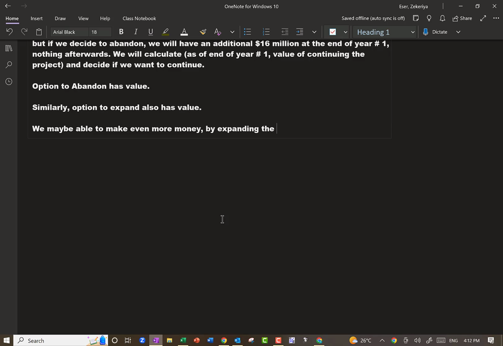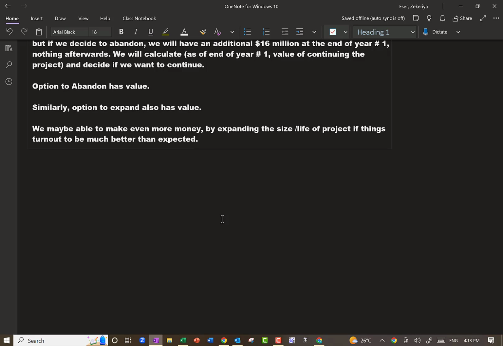by expanding the size of the project or life of project if things turn out to be much better than expected. I mean, typically when we do this for real, there's going to be cost to abandoning the project, there's going to be cost to expanding the project. But in all cases, you're going to make a decision depending upon what those scenarios are.